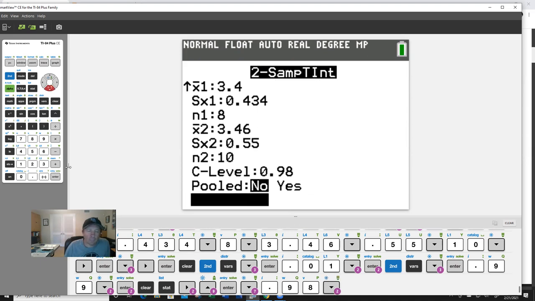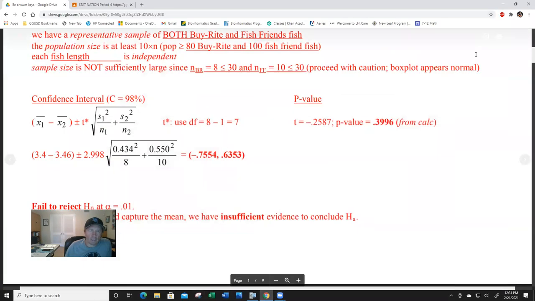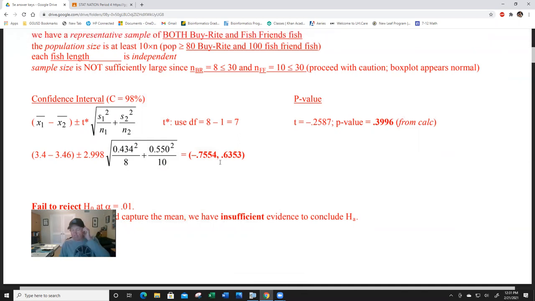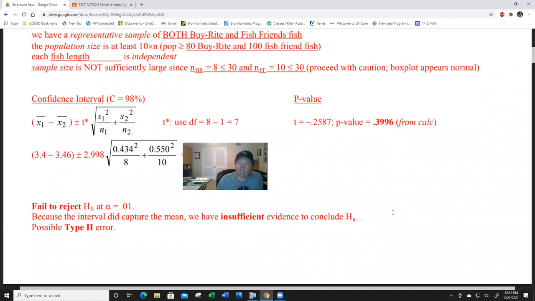All right. So there you go. Okay. So it comes out something like that. All right. So with that, I had a little bit different answer here for some reason. Anyhow, is 0 in the interval? Yes. And so I wrote that out right here. Fail to reject H0 because the interval did capture zero. We have insufficient evidence to conclude HA.